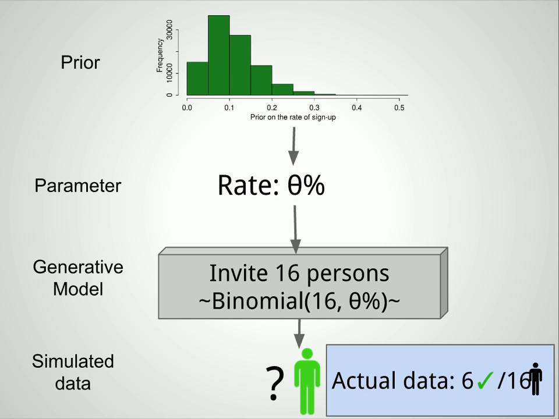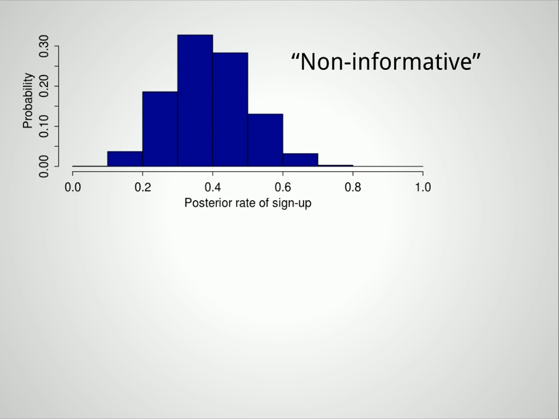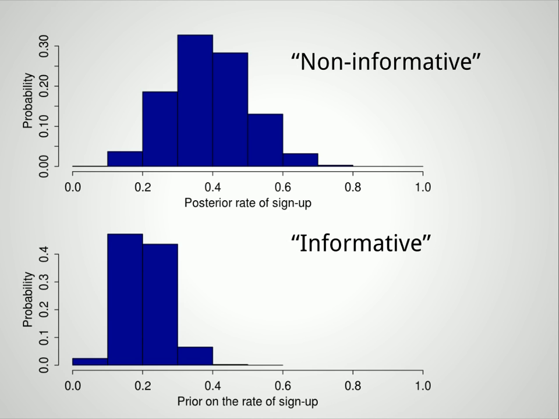The only difference is that we will draw the parameter draws from our new informative prior distribution instead of from the uniform distribution as before. Here is a distribution you should recognize. It's the posterior probability distribution of the likely rate of sign-up using the uniform non-informative prior. And here is what we got using the new informative prior. Looking at it, it seems that after having used the info from the CEO and the info from the data, it is most probable that the rate of sign-up is between 10 and 30%.